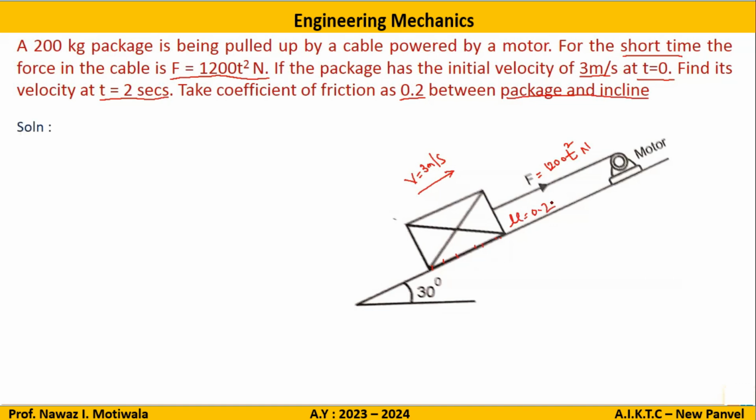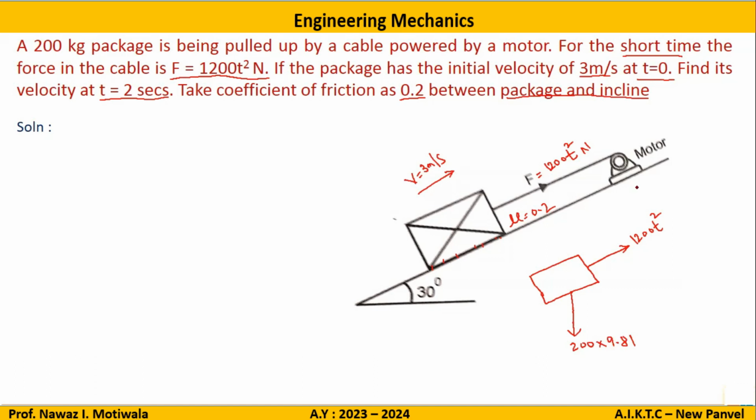Now, before applying the impulse momentum equation, we need the forces in x and y direction, and for which I will need to draw the free body diagram. So starting with it, we have the package here. The first thing which we show in the free body diagram is the applied force, which is given to us as 1200 t square. Next is self weight. We know that self weight acts vertically downwards, and the value is 200 kg, so it will be 200 into 9.81, converting into newtons.